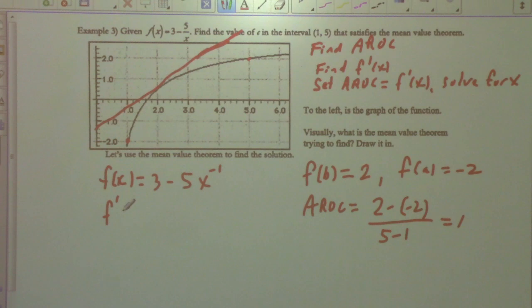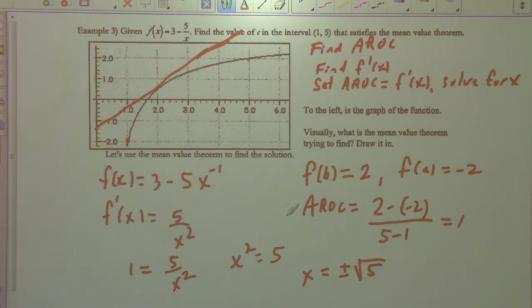What is our f prime of x? 5 over x squared. So that's it. We set this 1 equals 5 over x squared. So we get x squared equals 5. So x equals what? Plus or minus square root of 5, but only plus, because of the situation here. So there it is, find the value of c. c equals square root of 5. And that's going to be a little greater than 2, right? Yeah, it'll be more like 2.25, something like that.